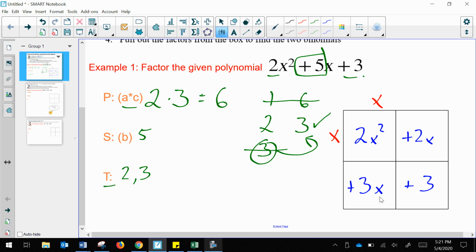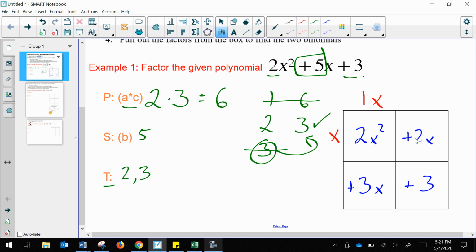Now let's look at our first column, 2x squared and 3x. Well, I've already pulled out my x. So do I have a greatest common factor between 2 and 3? What's the biggest number I can divide out of both 2 and 3 evenly? Well, unfortunately, it's only going to be 1. I can't take a 2 out of 3. I can't take a 3 out of 2 evenly.